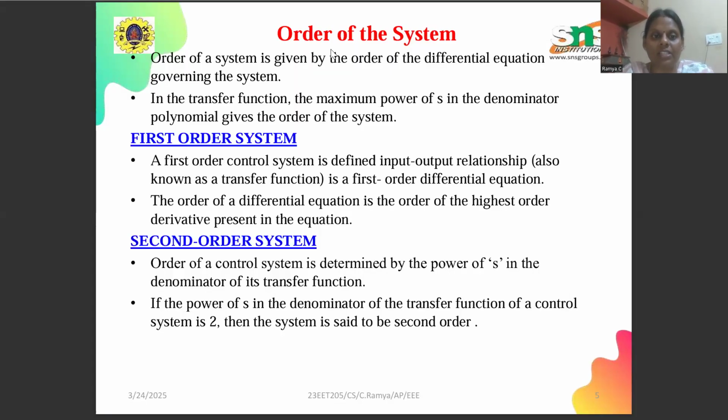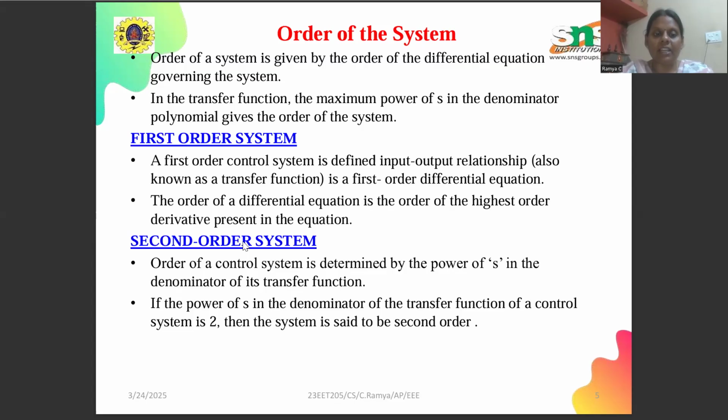Next, the order of the system. The order of the system is given by the maximum power of s in the denominator of the transfer function, so we can name it a first order or second order system. Whatever the maximum power of s in the denominator, that will be the order of the system. We are concentrating on the first order as well as the second order. The first order is defined by an input output relationship which is a first order differential equation. The order of the differential equation is the order of the highest order derivative present in the equation.